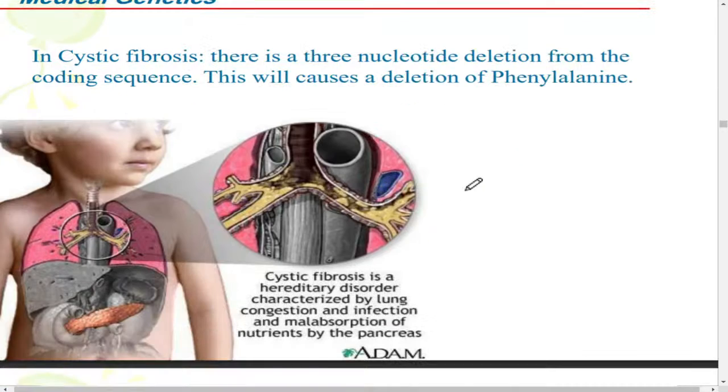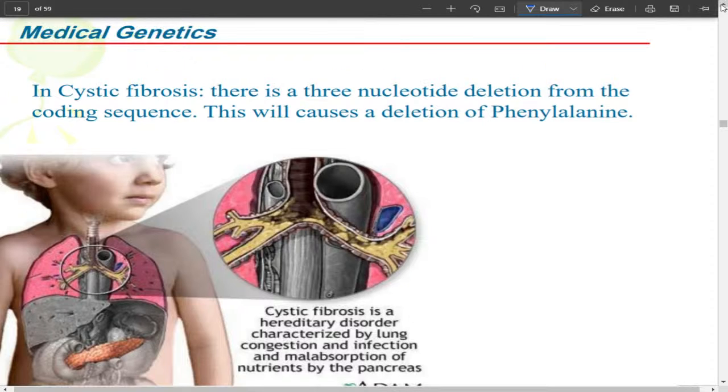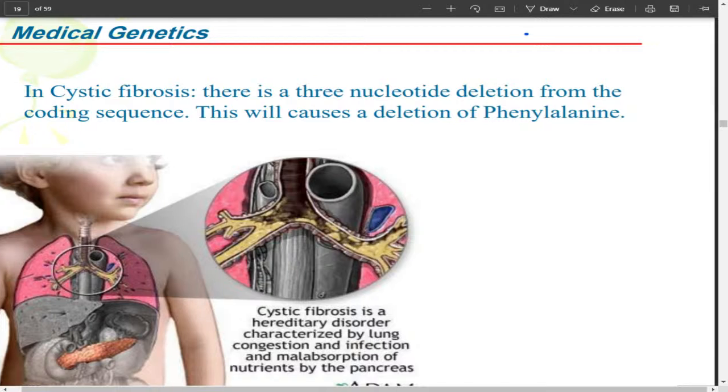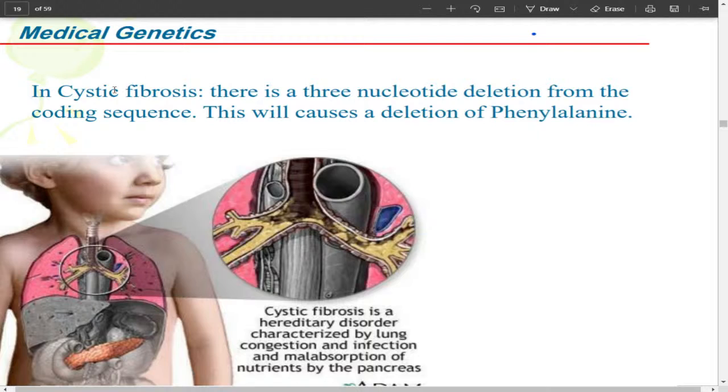Next, we have medical genetics and cystic fibrosis. In cystic fibrosis, there is a three nucleotide deletion from the coding sequence. This is a single gene classification problem within the genes.